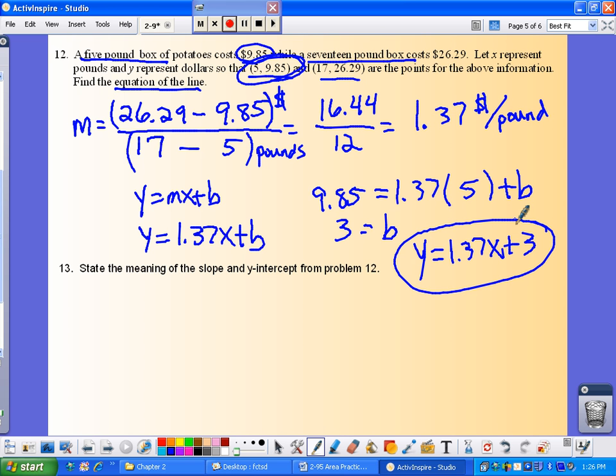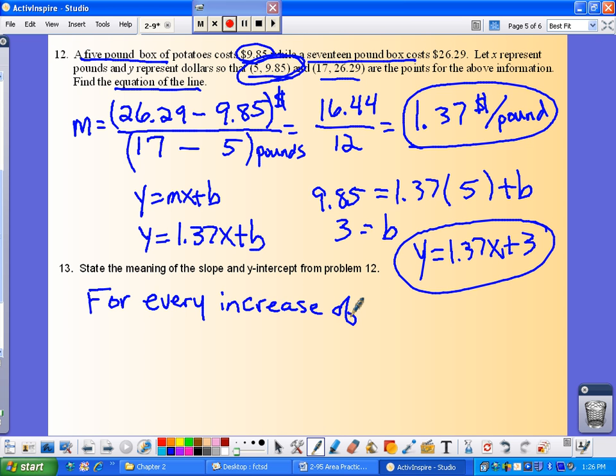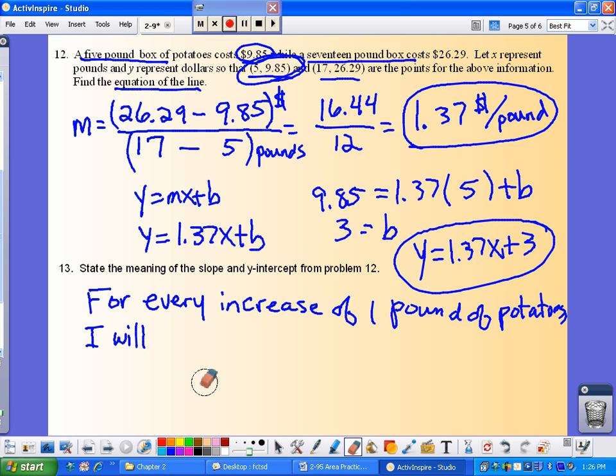Well, the slope, $1.37 per pound, and it's positive, so I would write for every increase of 1 pound of potatoes, I better spell this right, potatoes, you will pay $1.37. Good.